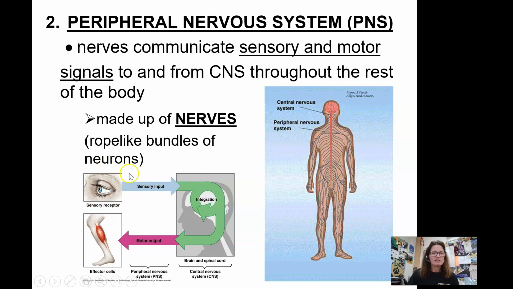But you can see how the sensory input going in, that is going to be peripheral nervous system, gets into your spinal cord or brain, that is the integration part, which is central nervous system, and then the messages coming back out to muscles to cause movement, for example, that is going to be your peripheral nervous system as well.